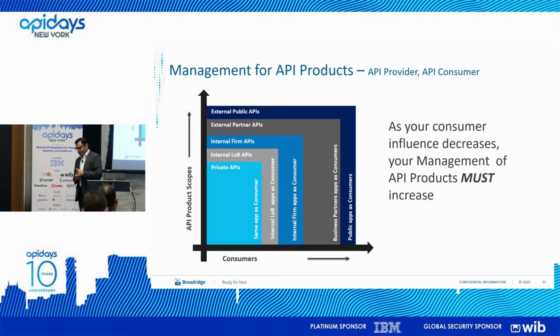And as I was alluding to earlier, people ask this question, right? How much product management should be done on our APIs? It's a simple rule. As your consumer influence decreases, your product management should increase.